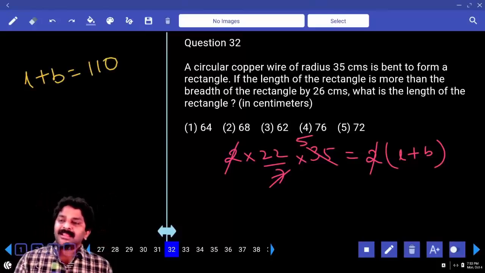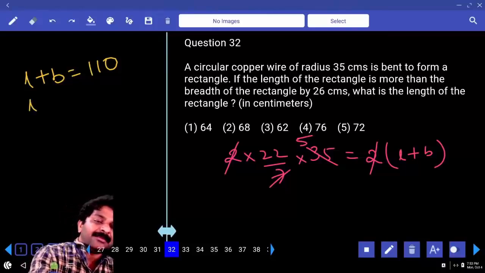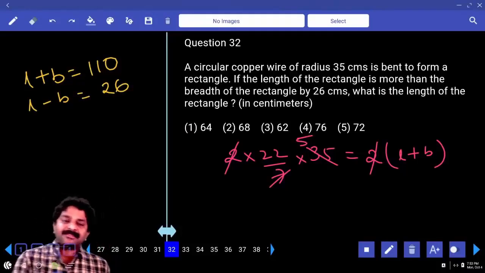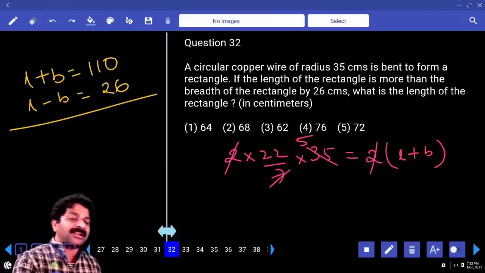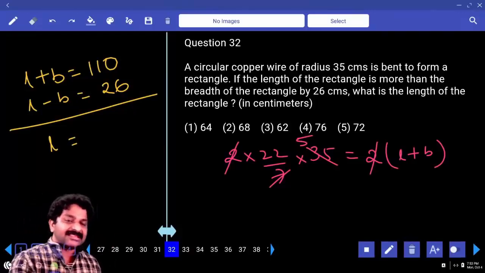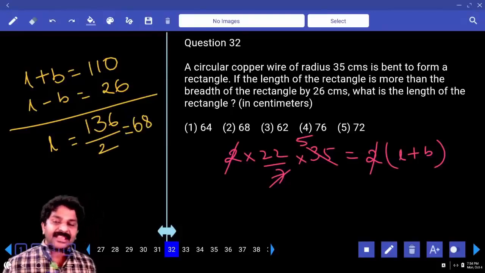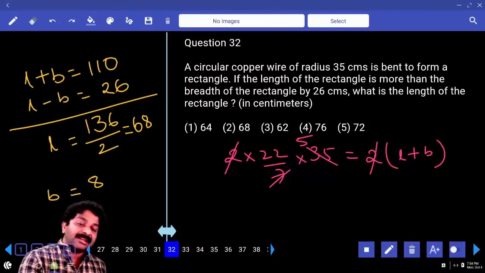The length of the rectangle is more than the breadth of the rectangle by 26. That means L minus B is equal to 26. What is the length of the rectangle? L. So when you are given the sum as well as the difference, how do you get the largest number L? Sum divided by 2. Sum of both the numbers, 136 by 2. Answer 68. In the same case, if you want to calculate the breadth, how do you get it? Difference by 2, which is equal to 42.